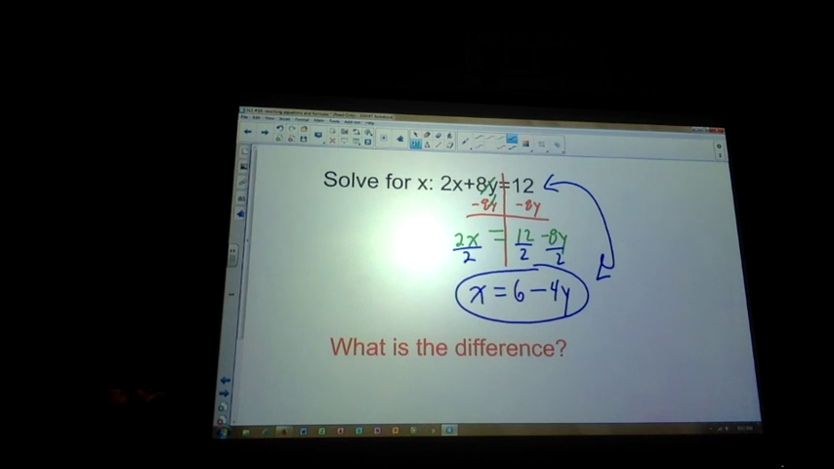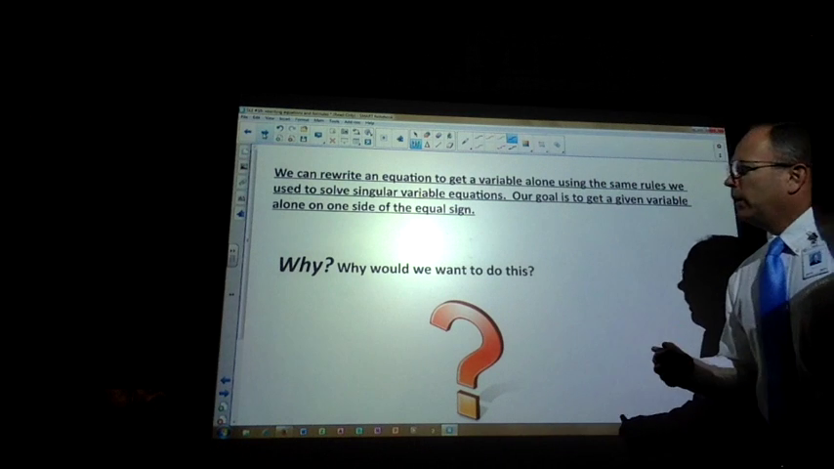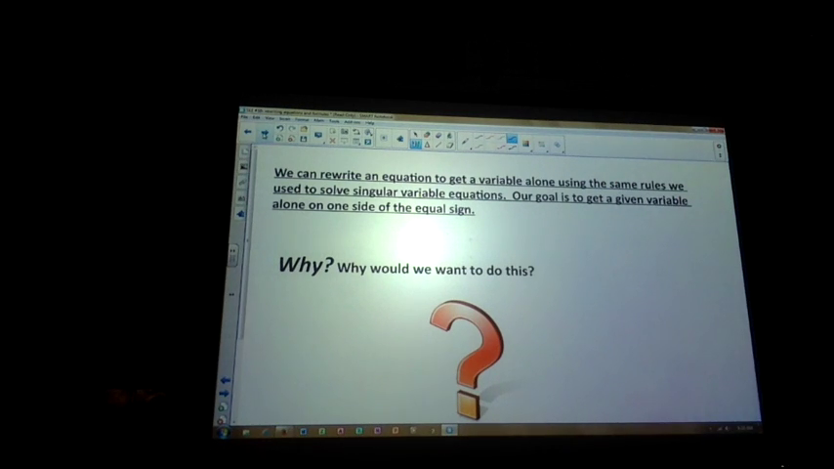Let's see. Can I move off the screen? We can rewrite an equation to get rid of a variable. We can rewrite an equation to get a variable alone using the same rules we use to solve single-variable equations. So when we just had x by itself, or m by itself, or y by itself, or whatever letter by itself, we're doing the exact same work up here. You have to understand we're trying to get the letter by itself. We're not trying to combine things that won't combine.